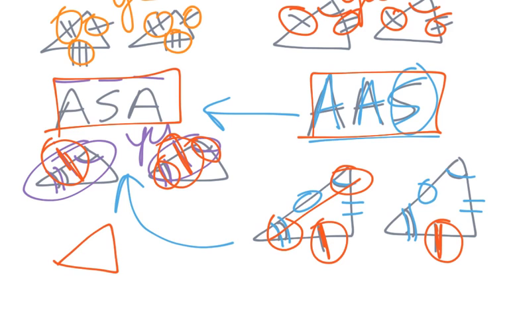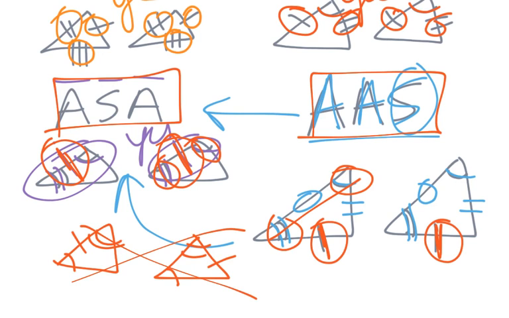If one is between and one is not between, okay, that's not congruent. That's still an issue. That one, it wouldn't work.